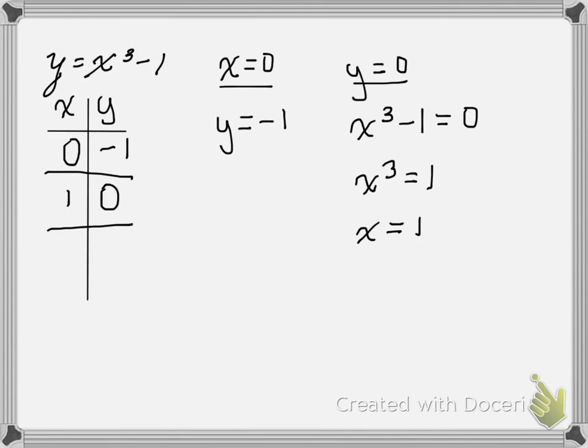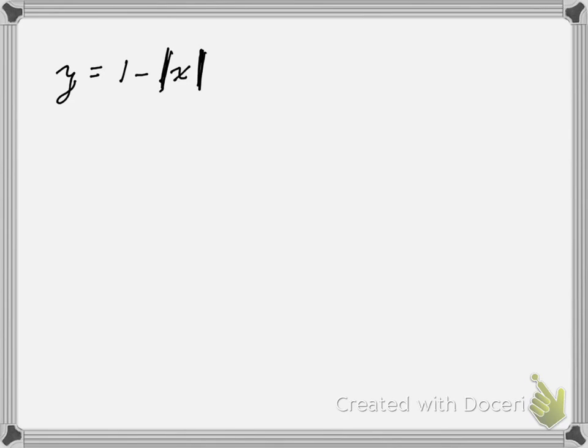Now, it may be that we might remember what this graph looks like, or it may be that we need to find some additional points in order to get a clear enough picture of what the graph looks like. All I really want to talk about here is just finding the X and Y intercept. So let's look at that for this one. Think about the X and Y intercept for this.